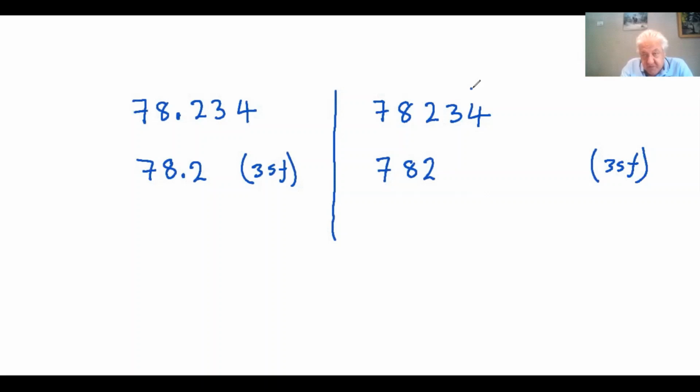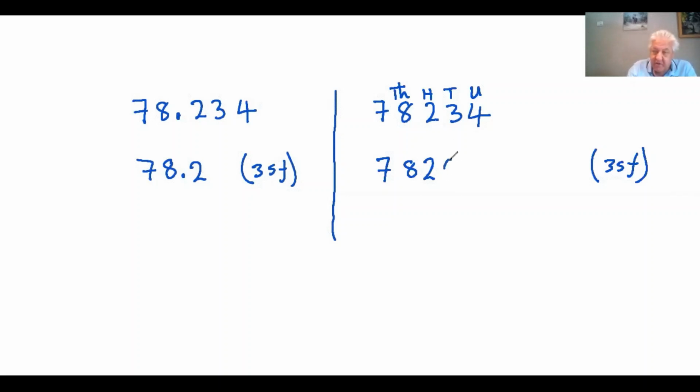It's wrong because we have left out the units and the tens columns. When we're dealing with whole numbers, we have to take account of the unit, tens, hundreds, thousands, etc. So if I leave out these 2, I change the number completely. Imagine these are kwacha. This is 78,234 kwacha. This is 782 kwacha. So you've lost an awful lot of money.